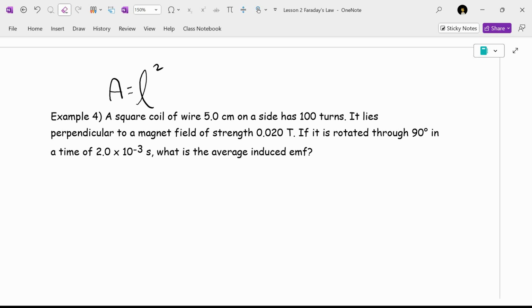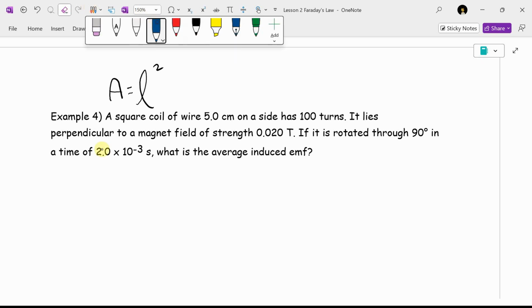Wow. A square coil of wire, 5 centimeters, I'll convert that, has 100 turns. Oh, N is 100. It lies perpendicular to a magnetic field of strength 0.02. If it's rotated through 90 degrees in a time of that, what's the average induced EMF? So initially, if this is my flux, this is my coil, I know this is a circle, but it's perpendicular. Here's the magnetic field. This is the light beams. It's perpendicular. It's going to rotate 90 degrees. What's the final flux going to be?